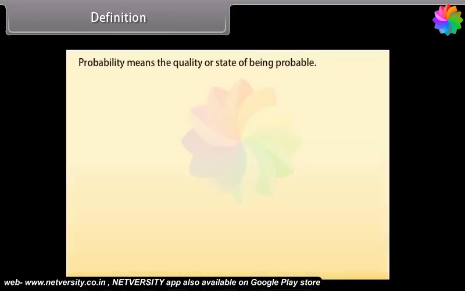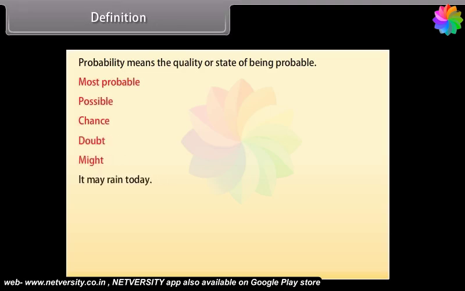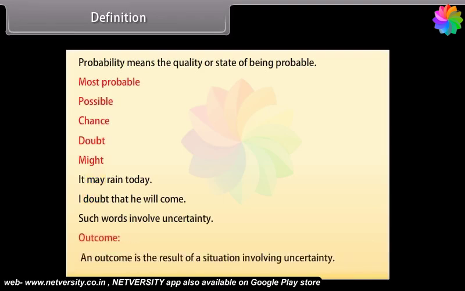Definition. Probability means the quality or state of being probable. In case of probability, we use the words most probable, possible, chance, doubt, might, etc. For example, it may rain today. The word may in the sentence shows probability. I doubt that he will come. Such words involve uncertainty. Outcome. An outcome is the result of a situation involving uncertainty.